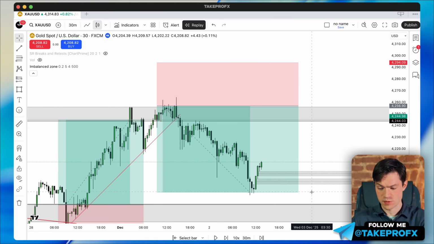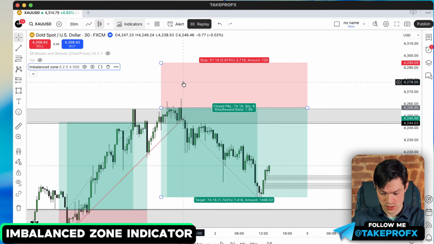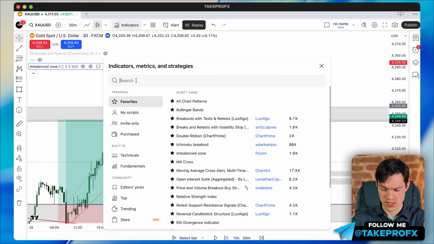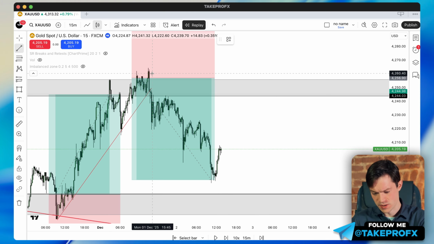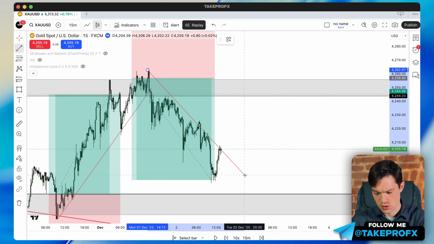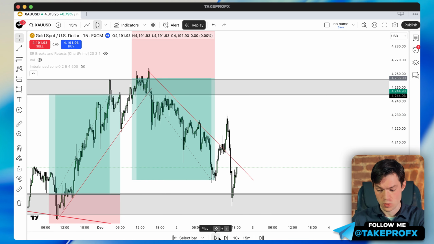As you can see, the price reached the imbalance zone and reverses, so I highly recommend using this indicator. It's very easy to add through the indicators panel on TradingView. If you switch to a lower time frame, you can draw a trend line. Let's see what happens with it. And as you can see, the price has dropped again.